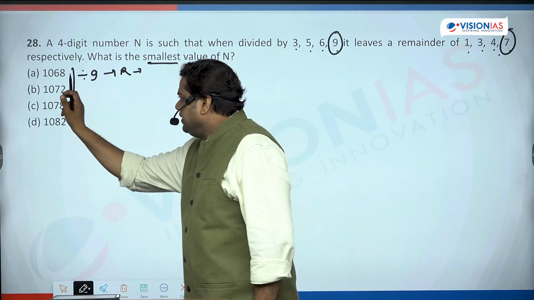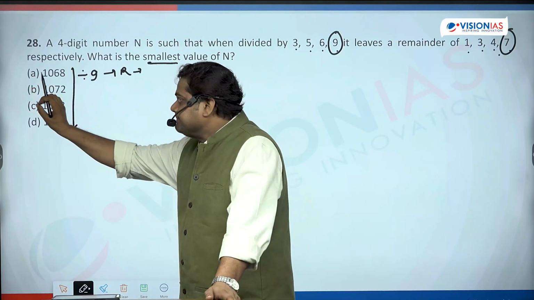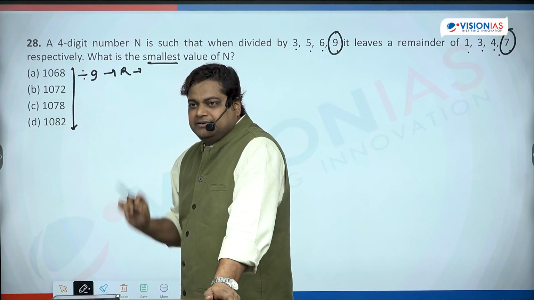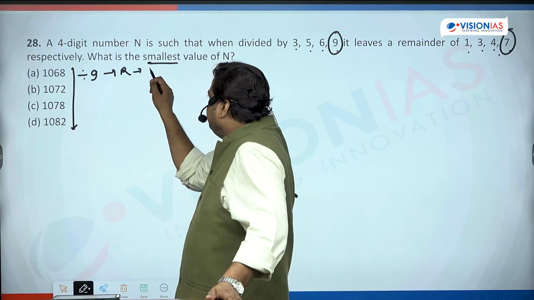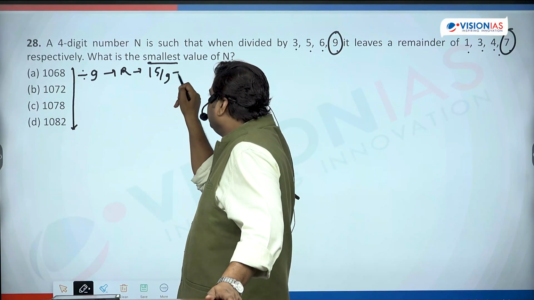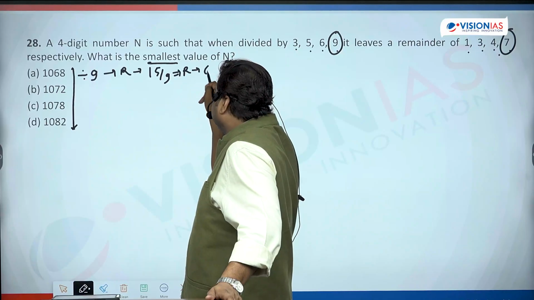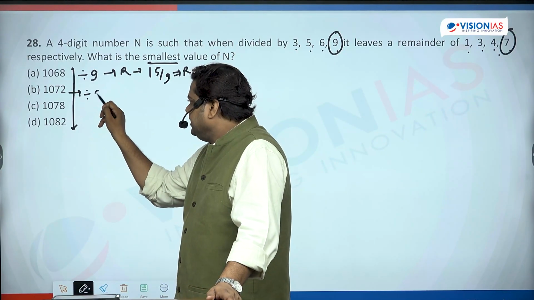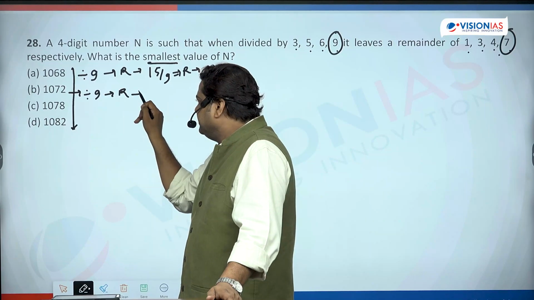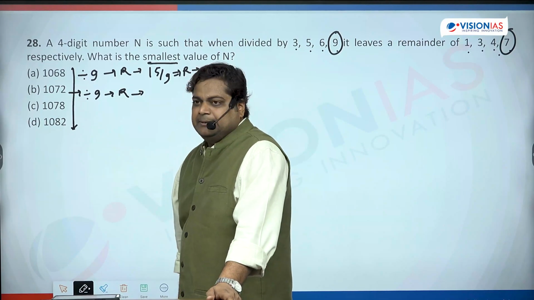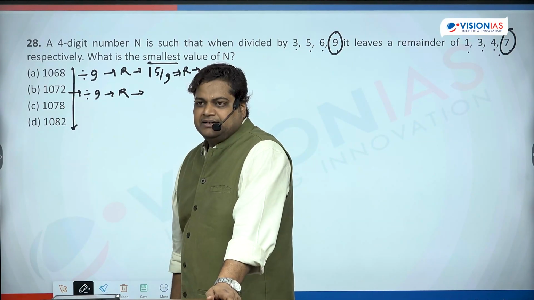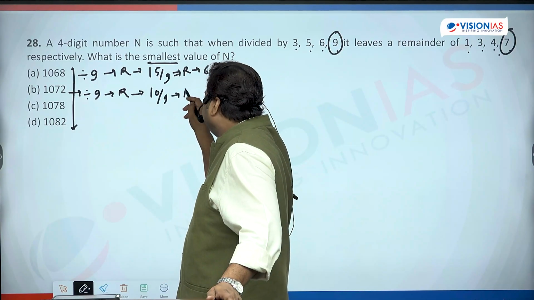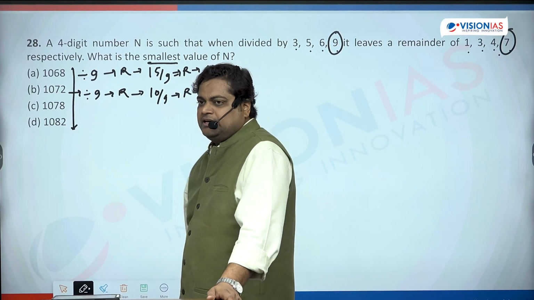So divisibility rule of 9 से कैसे remainder निकालते हैं? Sum of digits. 6 plus 1, 7 plus 8, 15. 15 by 9, what remainder we are getting? 6. This cannot be answer. If we take this, divide by 9, what is the remainder? 7 to 9 plus 1, 10. 10 plus 9, what is the remainder? This cannot be our answer.